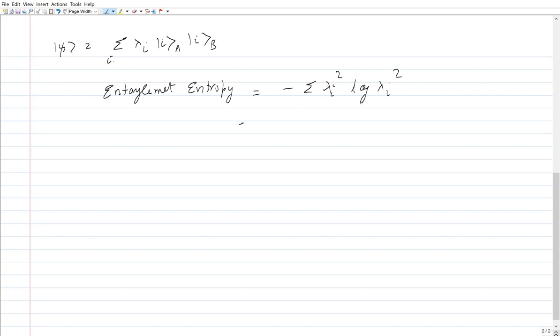So for example, I have a state, I express it in its Schmidt basis, and I just calculate the quantity called the entanglement entropy, which is nothing but the Shannon entropy of the Schmidt coefficients. Remember, all the lambda i squared sum to 1. So the set lambda 1 squared, lambda 2 squared, up to lambda d squared, where d is the dimension, is indeed a valid discrete probability distribution.